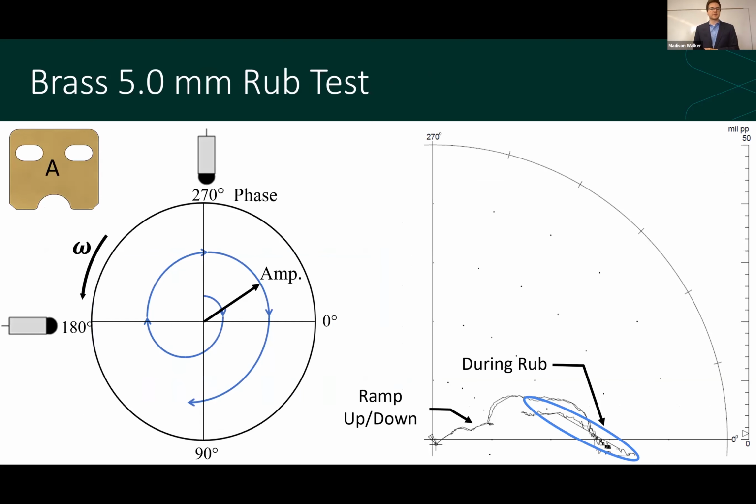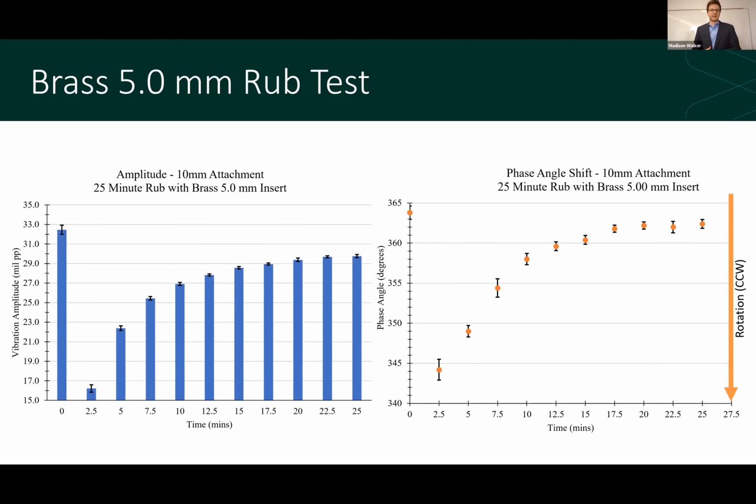Our third test was the brass 5.0 millimeter rub test. This one was a little bit different because there is no clearance between the insert and the actual rotor. And so we noticed some really odd behavior. You can see that the plot on the right looks very different from the previous 2. And so here again, we broke it up into components of amplitude and phase.